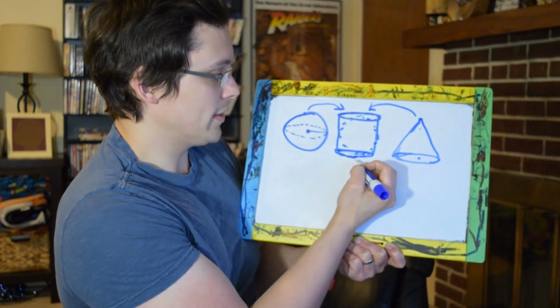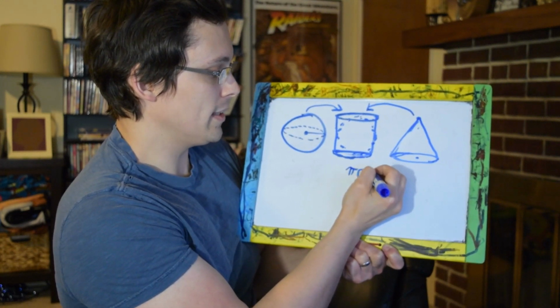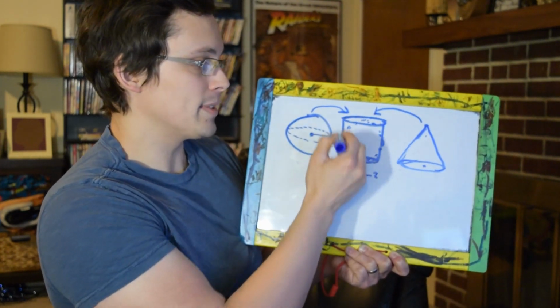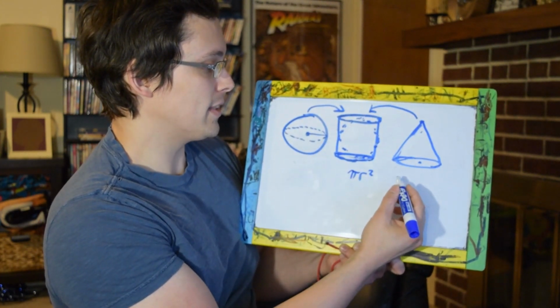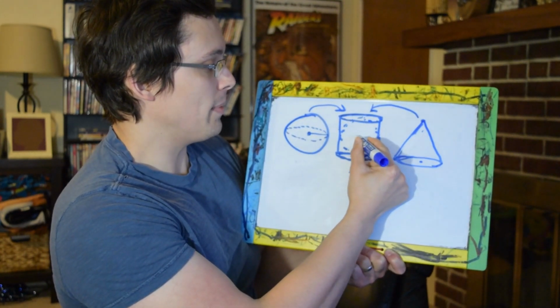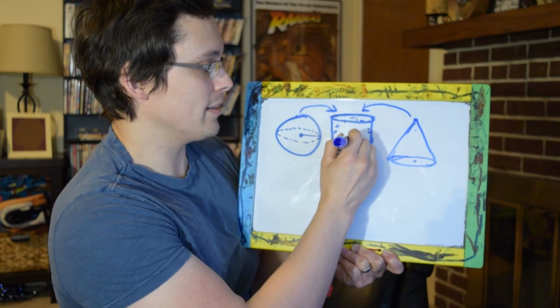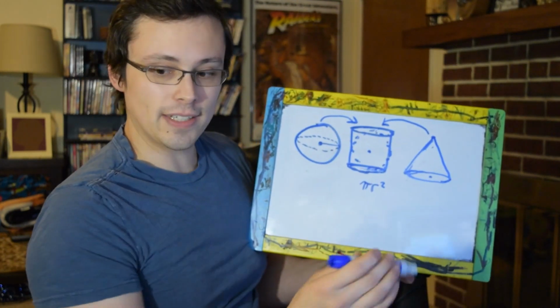The volume of the cylinder is going to be the base area, which would be pi times the radius squared, and then times the height of the cone. Now, the interesting thing about the height of this, the height of the cylinder, not the height of the cone. The interesting thing about the height of this particular cylinder is that, remember, we said this sphere fits perfectly inside.